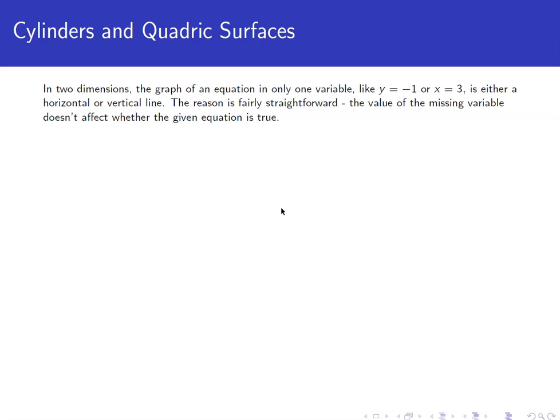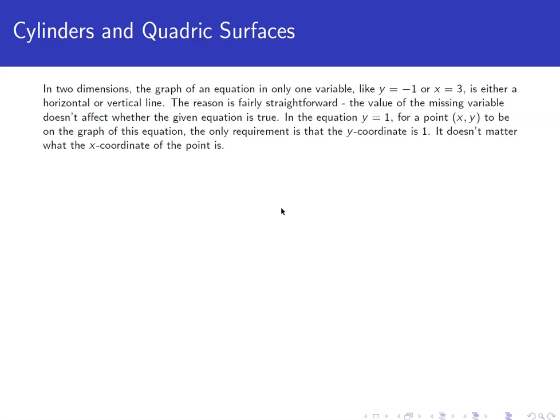The missing variable means that it doesn't matter what that value is, it's not going to affect whether or not the equation is true. So for example, if we look at the equation y equals 1, for point (x, y) to be on that graph, the only thing that we require is that the second coordinate, the y coordinate, has to be a 1. The x coordinate can be whatever, and you satisfy the equation y equals 1. So the x coordinate can be absolutely anything, and the y coordinate is equal to 1. That means we're going to be able to draw that horizontal line.